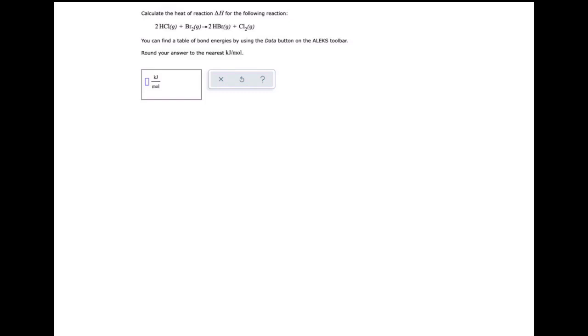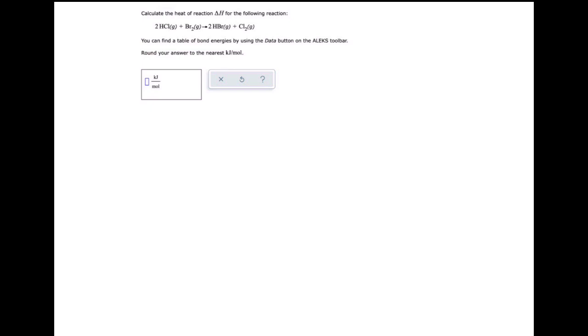Let's continue to question 2. It says calculate the heat of reaction, or delta H, for the following reaction: 2HCl plus Br2 makes 2HBr plus Cl2 gas. So in this problem, we have to use the table of bond energies that you were given in ALEKS.